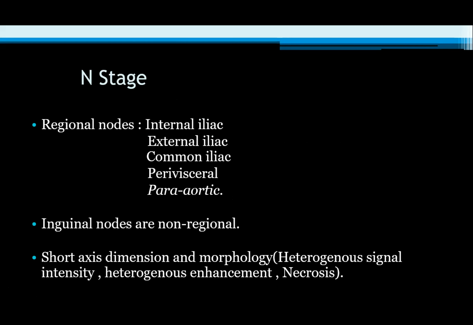So coming to nodal mapping, we have to see for the regional nodes, which are internal iliac, external iliac, common iliac, perivisceral, and paraaortic. Inguinal nodes are usually regarded as non-regional nodes, and they are metastatic. We have to see for the short axis dimension, and if they are enlarged according to our previous slides, more than 8 mm, and more than 10 mm in retroperitoneum, then we label these nodes as metastatic. The morphology also has to be seen, which should be heterogeneous signal intensity with heterogeneous enhancement and necrosis.